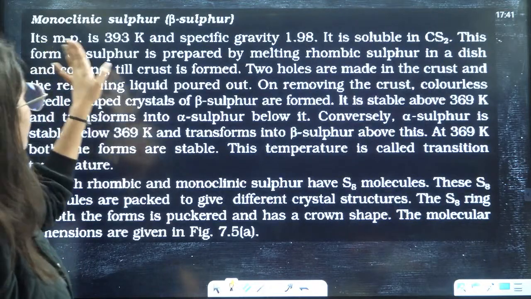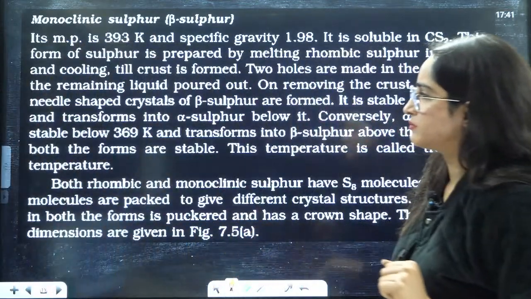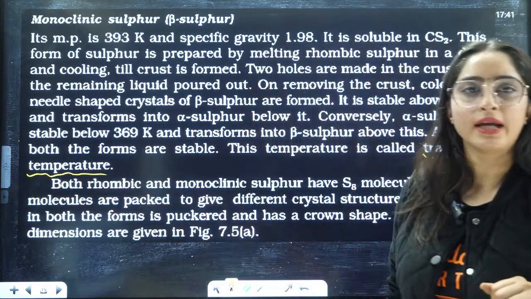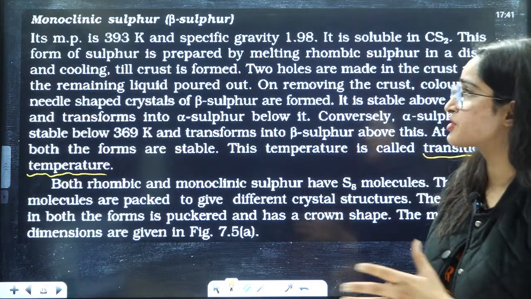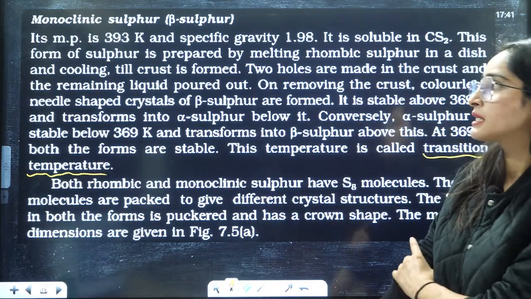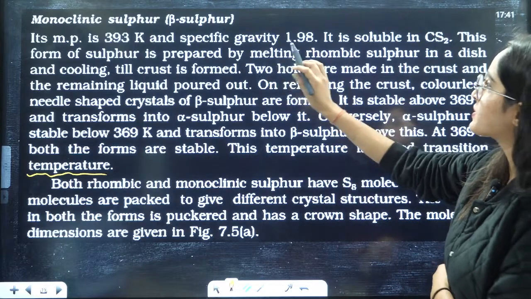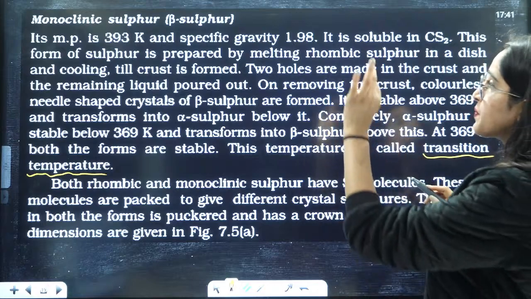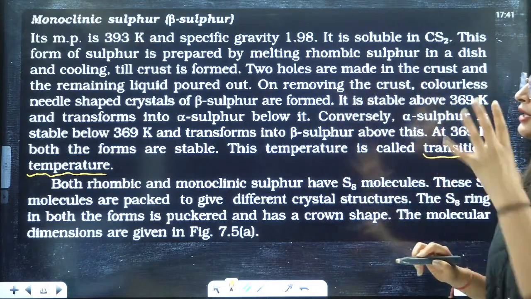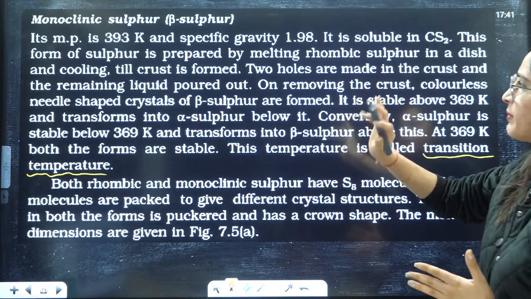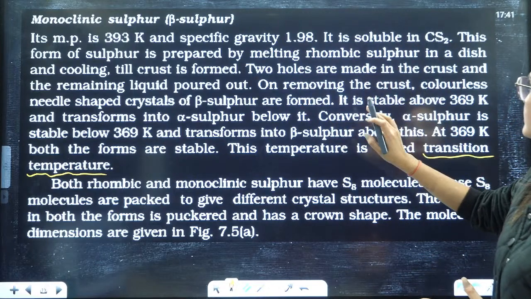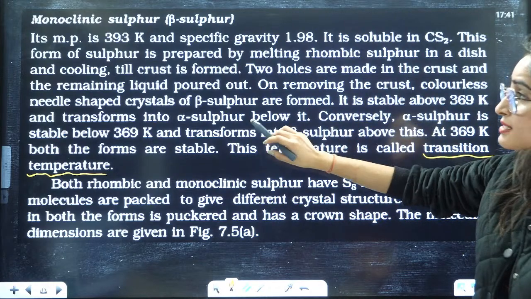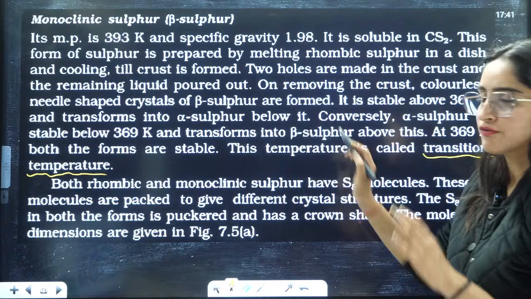Then we have monoclinic sulfur. Now here this transition temperature is important for you, so let us see what it is. Its melting point is 393 Kelvin. Specific gravity is this, it's soluble in CS2. This form of sulfur is prepared by melting rhombic in a dish and cooling, and the crust will be formed. Two holes are made in the crust and the remaining liquid poured out. On removing the crust, the colorless needle-shaped crystals of beta sulfur are formed.